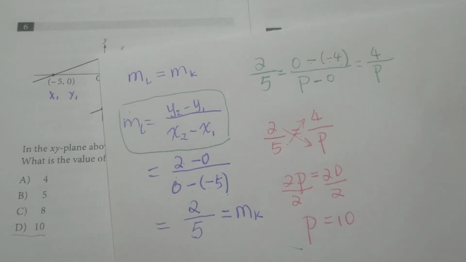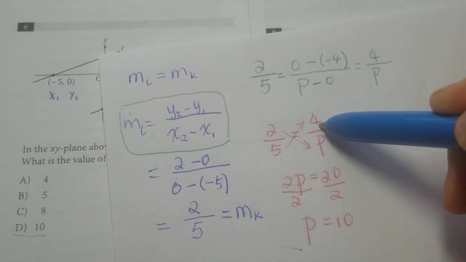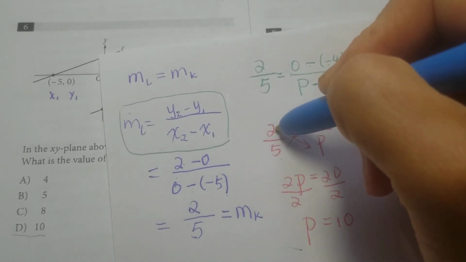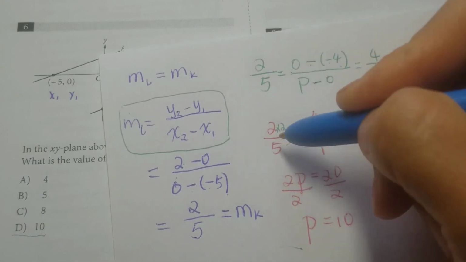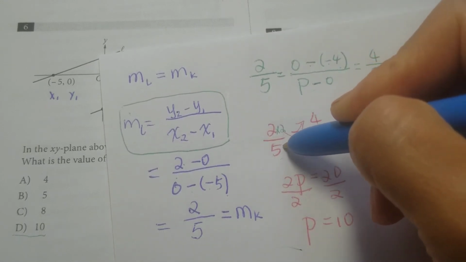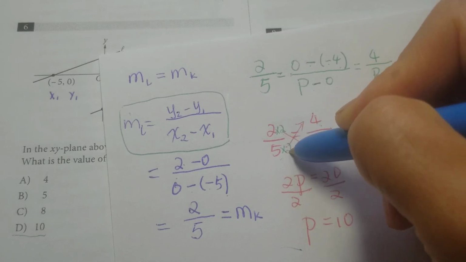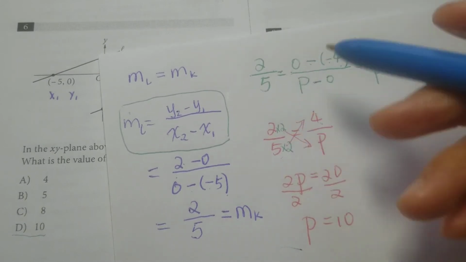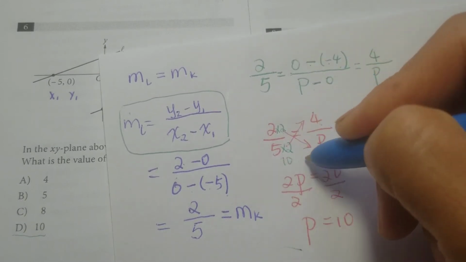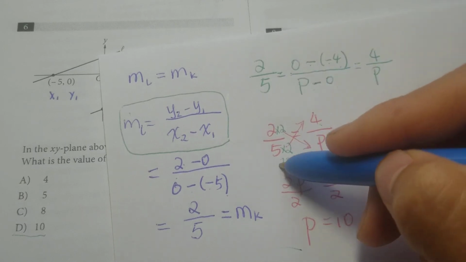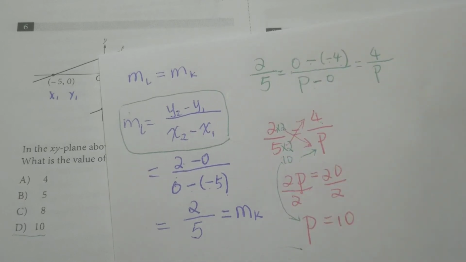Another way to do it, think about the 2 and the 4. If I multiply by 2 here, I get a 4. And for a fraction, I multiply by 2 for the top, so I need to multiply by 2 for the bottom. Therefore, I have a 10 for my p, and they are equal.